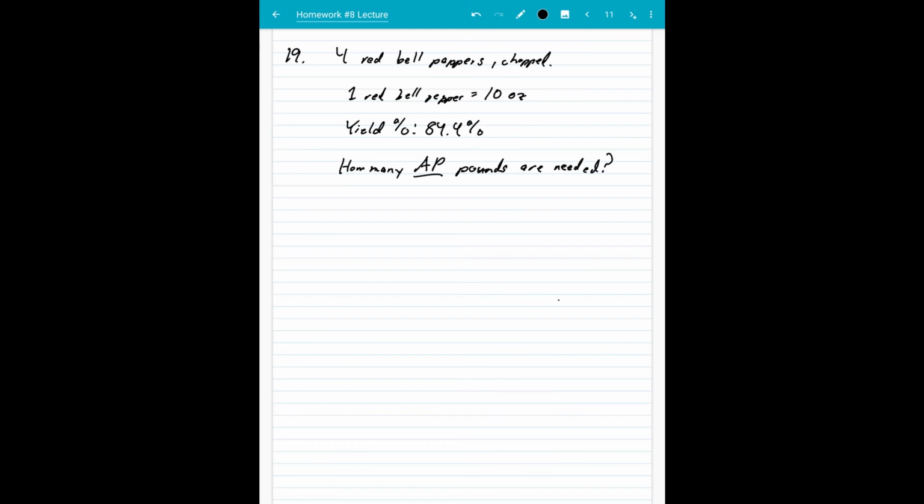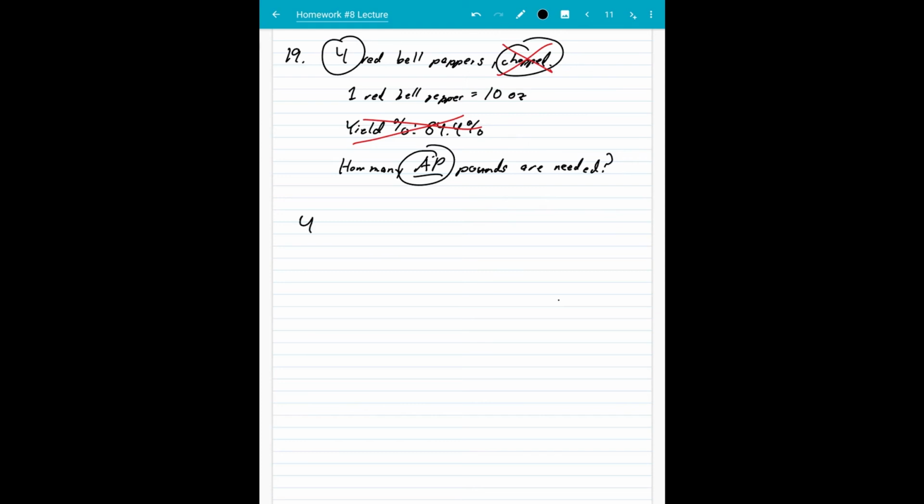Well, let's think about it. It's asking about AP pounds on this problem, which has nothing to do with yield percentage, right? AP is how we purchase them. So we don't really care about the yield percentage for this problem. We know the ingredient needed is 4 red bell peppers, chopped. But it's asking how many AP pounds, so I don't care that it's chopped. I just need to know how many red bell peppers. If you send somebody out to buy some, they ask how many bell peppers you need, and you say I just need 4 of them. I don't need to know how many pounds of it chopped. It's asking for how many pounds of red bell peppers in total.